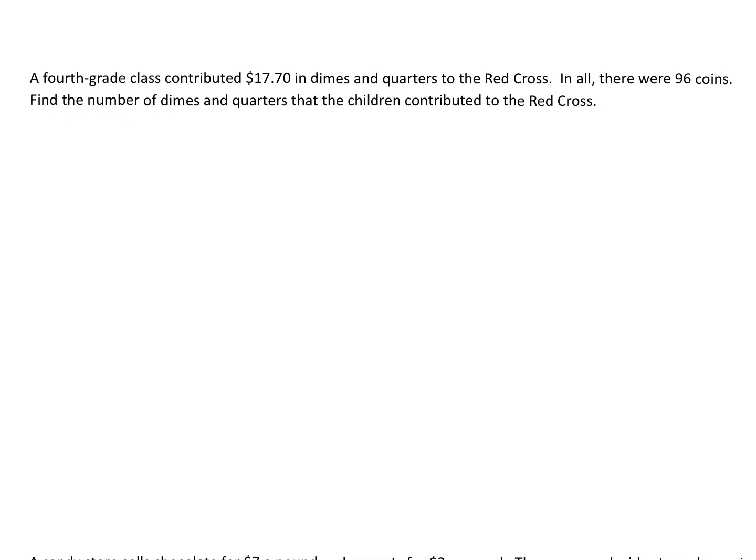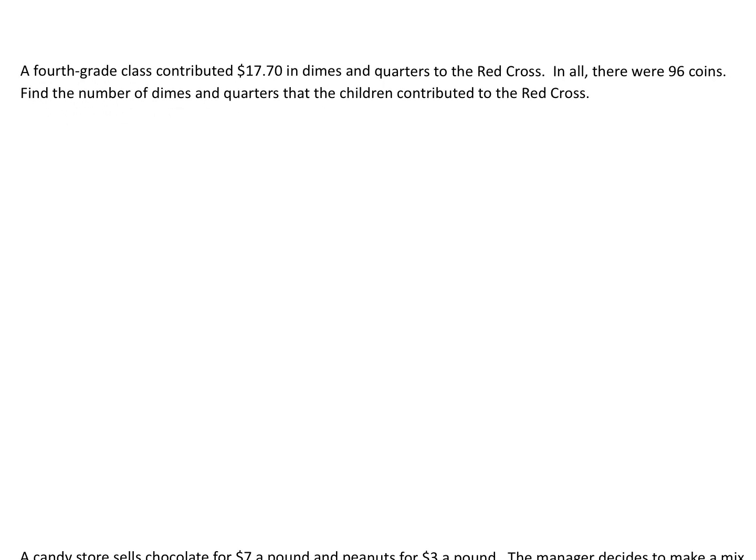All right, so next problem says that a fourth grade class contributed $17.70 in dimes and quarters to the Red Cross. In all, there were 96 coins. Find the number of dimes and quarters that the children contributed to the Red Cross. So we'll let D equal the number of dimes, and Q will equal our number of quarters.